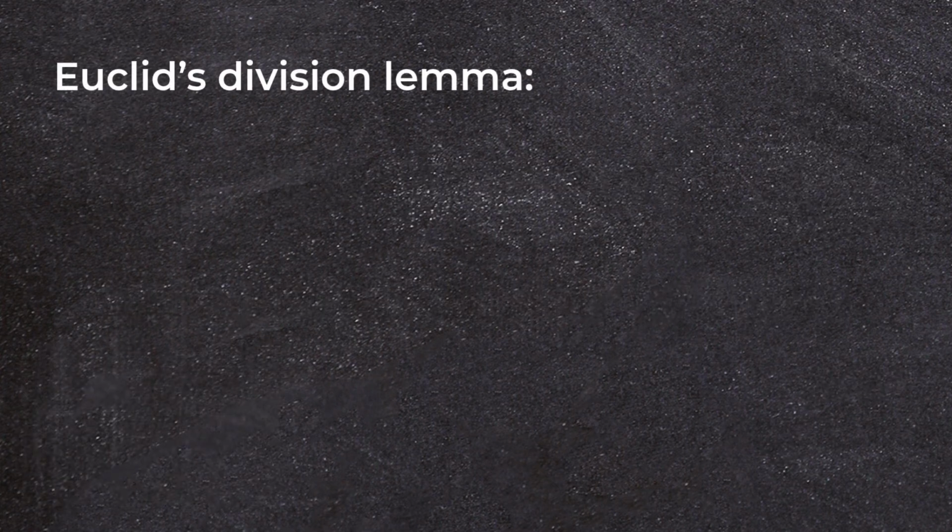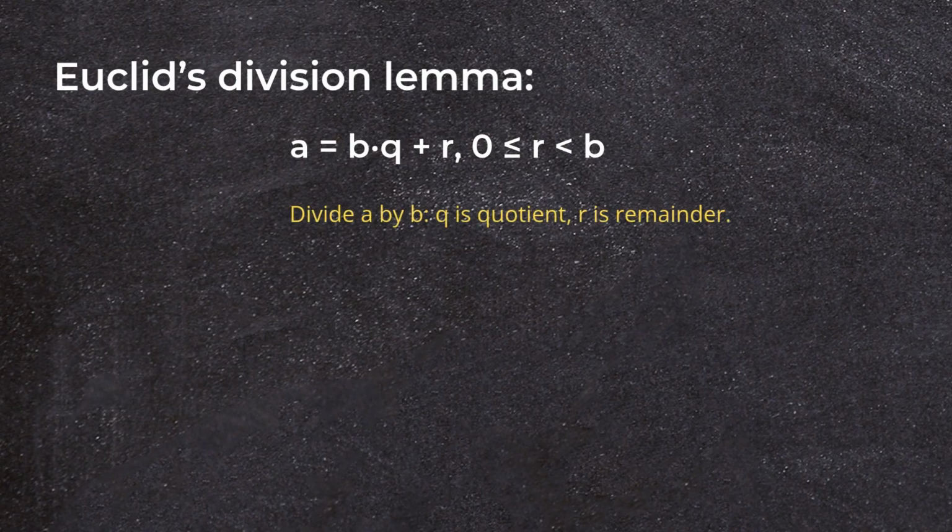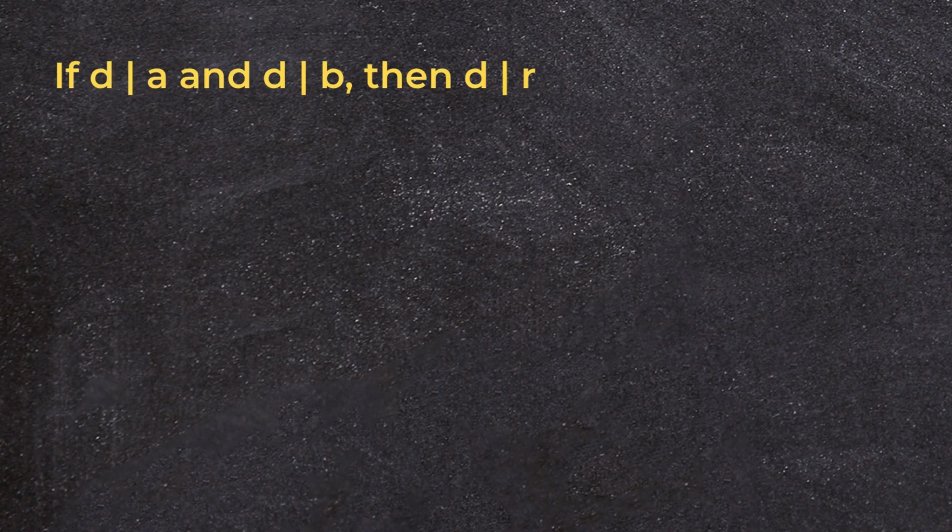Euclid's division lemma says that for any integers a and b with b greater than 0, you can write a equals bq plus r, where q is the integer quotient and r is the remainder, with r greater than or equal to 0 and r less than b. Practically, that is just division. a divided by b gives quotient q and remainder r. We'll use that repeatedly. Here's the crucial algebra.